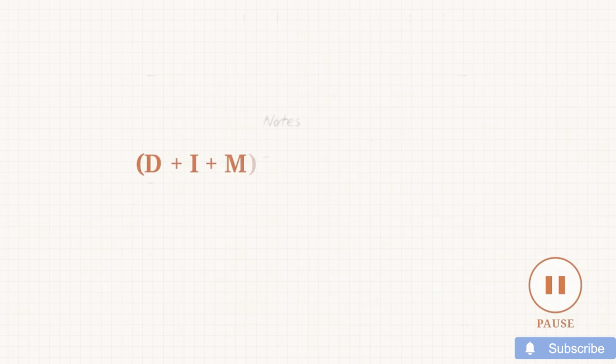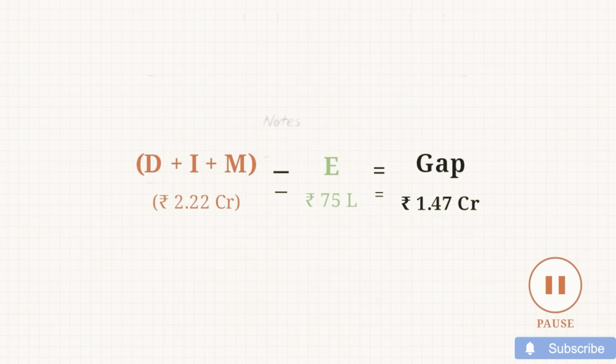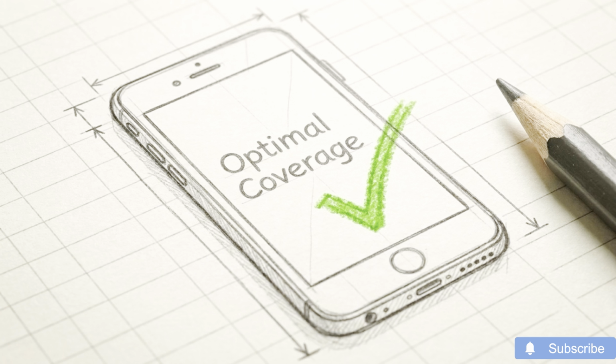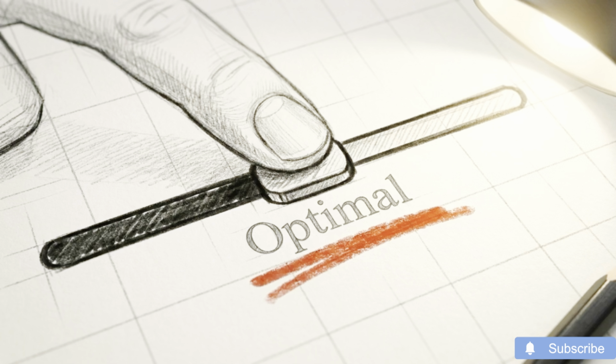Pause the video right now. Plug your own numbers into the complete formula. Debt plus income plus major goals minus your existing wealth. By subtracting what you already own from what you owe, you prevent overinsurance. You buy exactly the coverage your family needs, keeping your monthly premiums as low as possible.